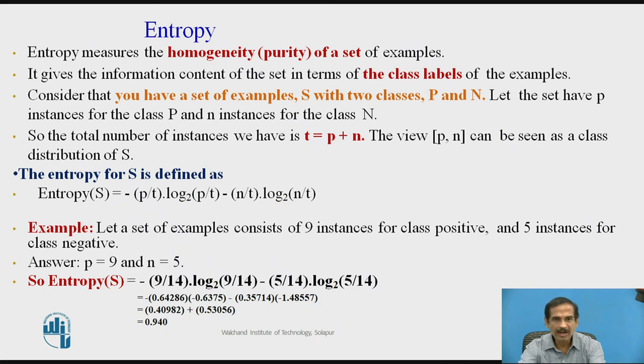This entropy is defined as entropy of S, which is a value based on the logarithmic aspect of the particular samples existing in a particular system. And we consider for this a value T, which is the total number of instances that we have, which is an addition of P and N, where we add these two to develop our class distribution of S. So entropy is finally calculated using the entropy formula. And for an example, where P is equal to 9 and N is equal to 5, we generate an entropy of 0.940.